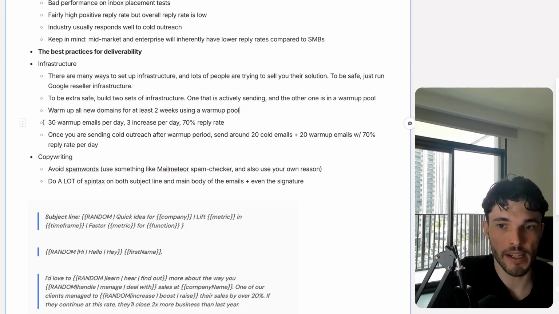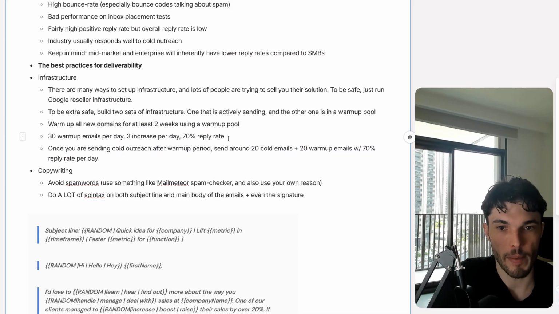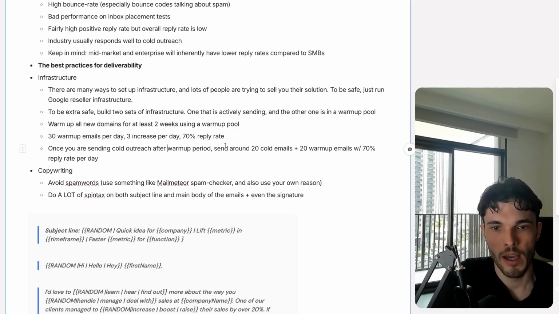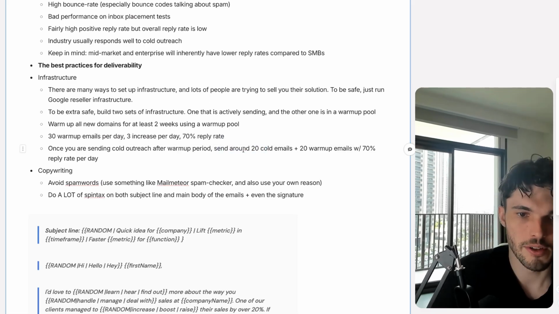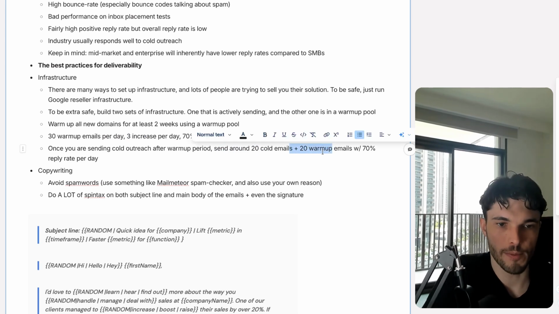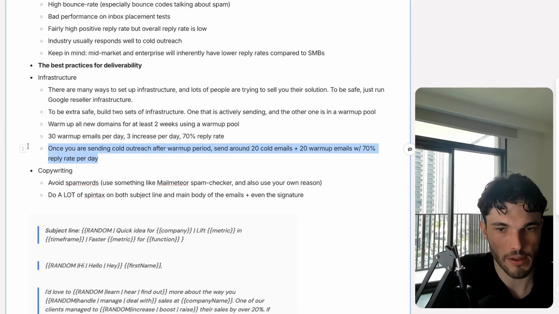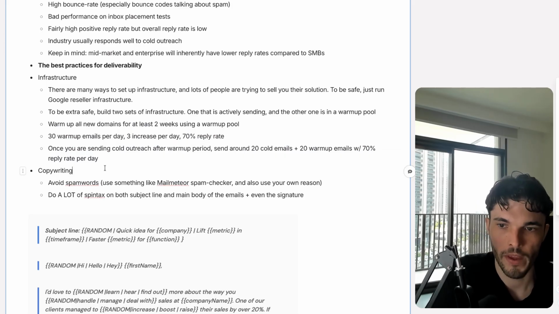In terms of your settings on the warm-up side, I recommend 30 warm-up emails per day. Basically you want to start from 0 and then increase by 3 per day once you initially set up the infrastructure, and then have a 70% reply rate. Once you start sending cold email after the warm-up period of about 2 weeks, send 20 cold emails per account and 20 warm-up emails per account, and you should have a 70% reply rate on the warm-up emails. That's just what I recommend at the moment, so follow this structure here.